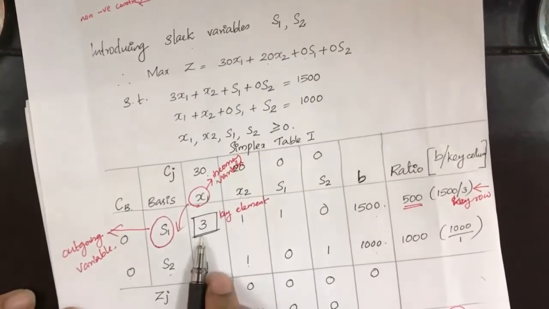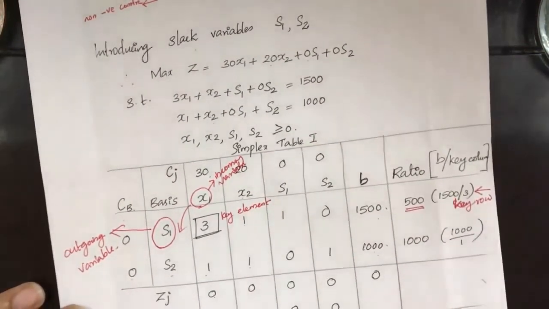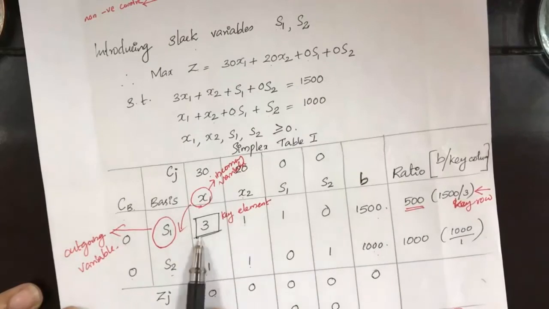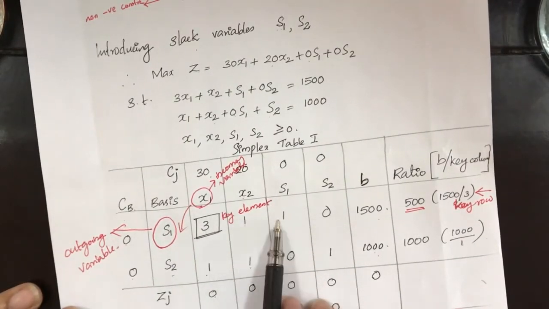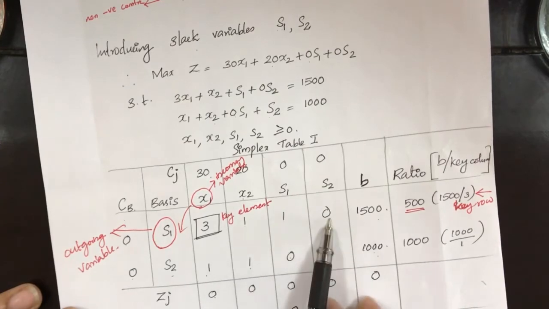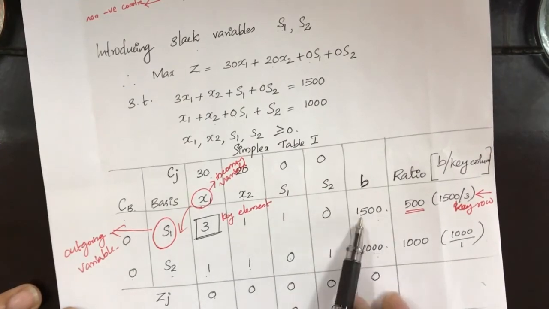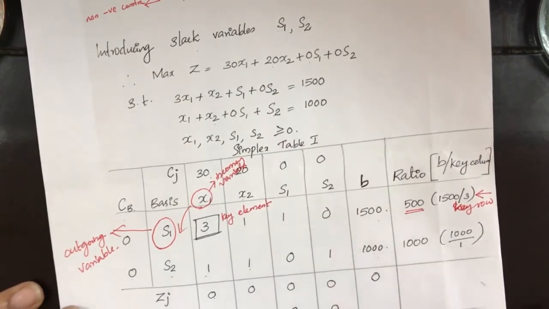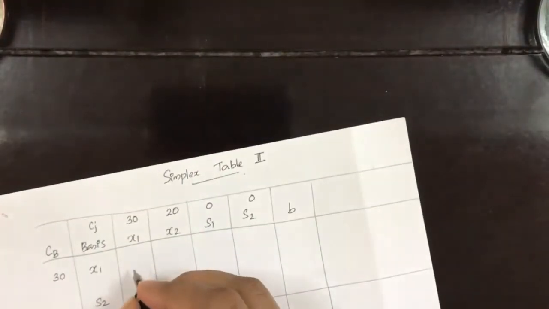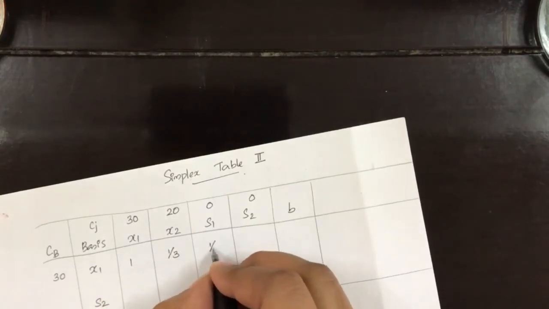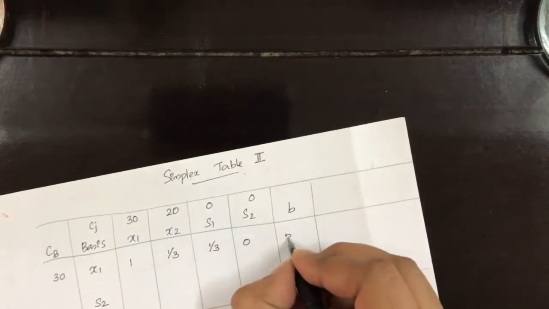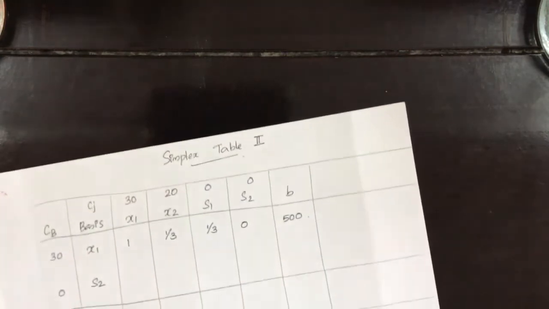I am going to divide row 1 by 3. 3 divided by 3, 1. 1 divided by 3, 1 by 3. 1 divided by 3, 1 by 3. 0 divided by 3, 0. 1500 divided by 3, 500. So our R1 becomes 1, 1 by 3, 1 by 3, 0 and 500.